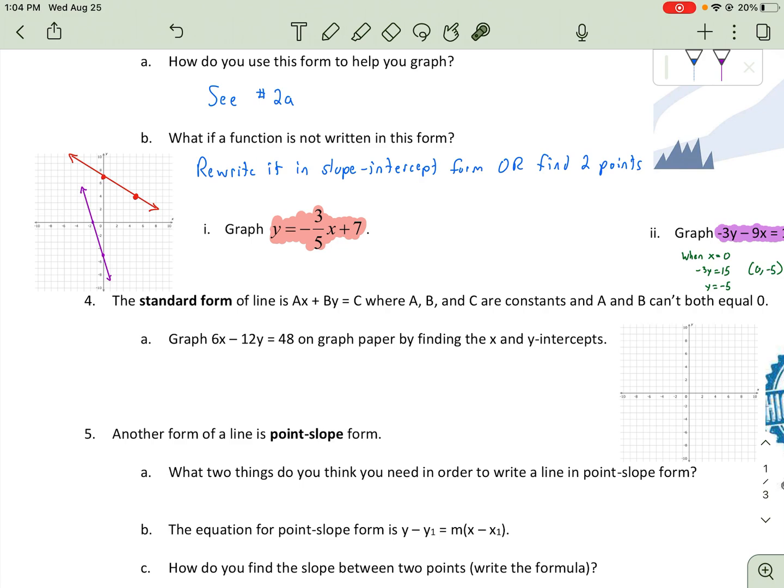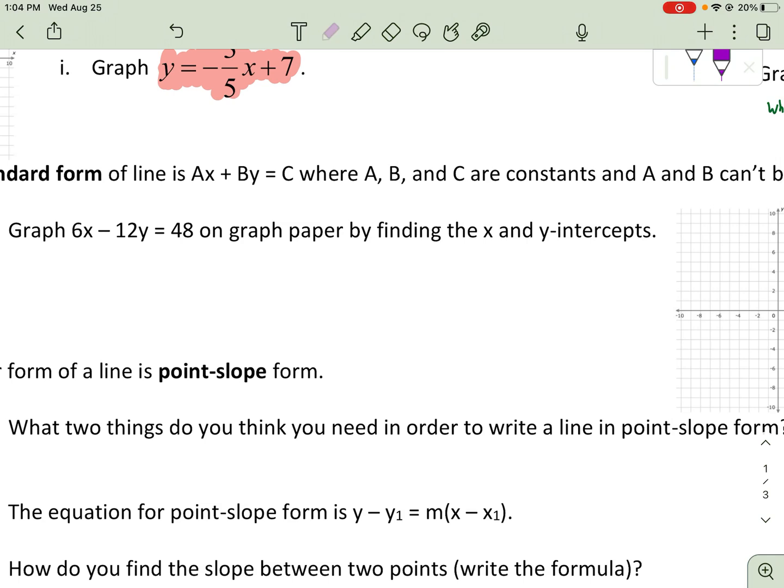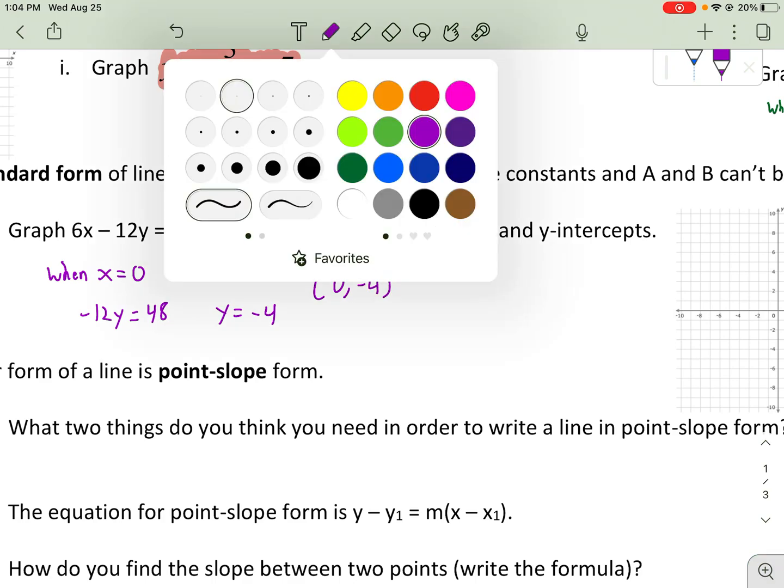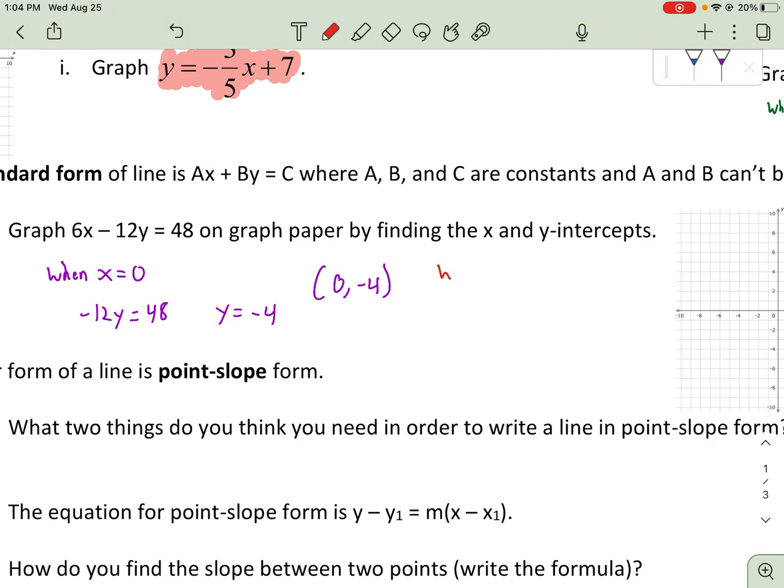Okay? So we're going to graph this by finding the x and y intercepts. That's what we've already done twice already. But when it's in standard form, it's pretty easy to find the x and y intercepts. So when x equals 0, we have negative 12y equals 48. Divide by negative 12 and get y equals negative 4. So now we have the point 0, negative 4. And then we can do when y equals 0, we have 6x equals 48. So x equals 8, giving us the point 8, 0.